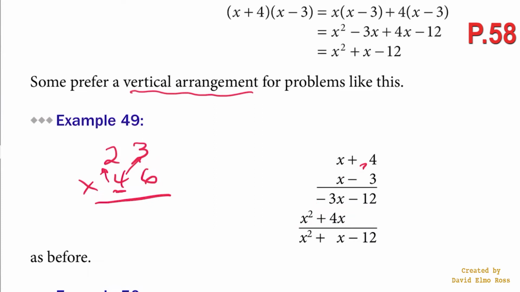This is the same as taking x times 4 to generate the 4x and x times x to generate x squared. Once you have this, we can collect like terms. So x squared is by itself. We have 4x minus 3x, which is x, and then minus 12 by itself. And again, we get exactly the same answer as we had before.